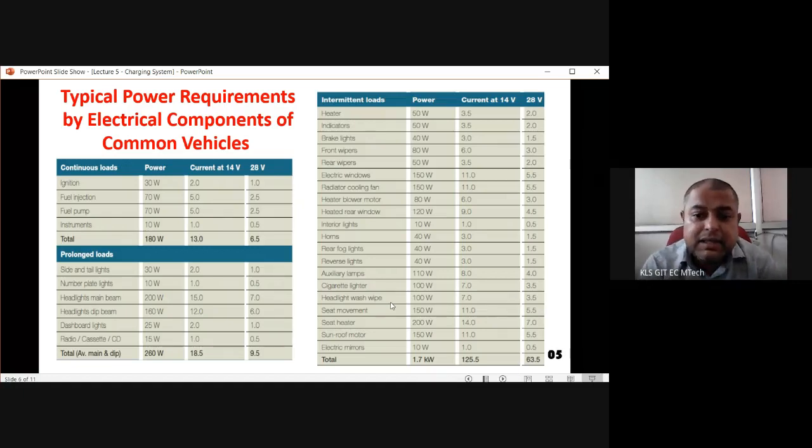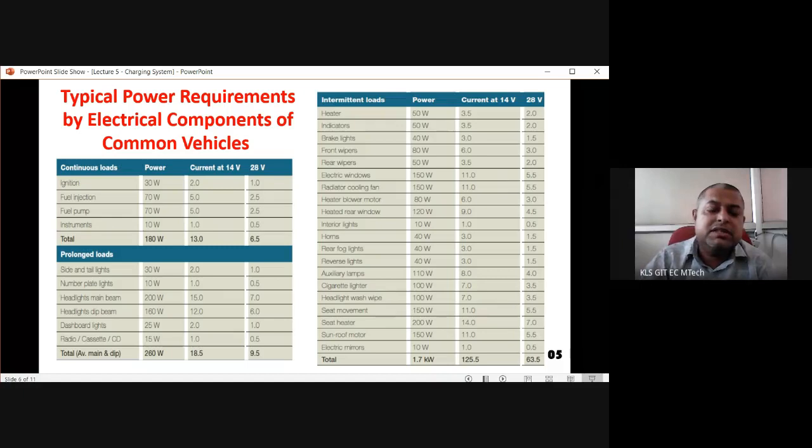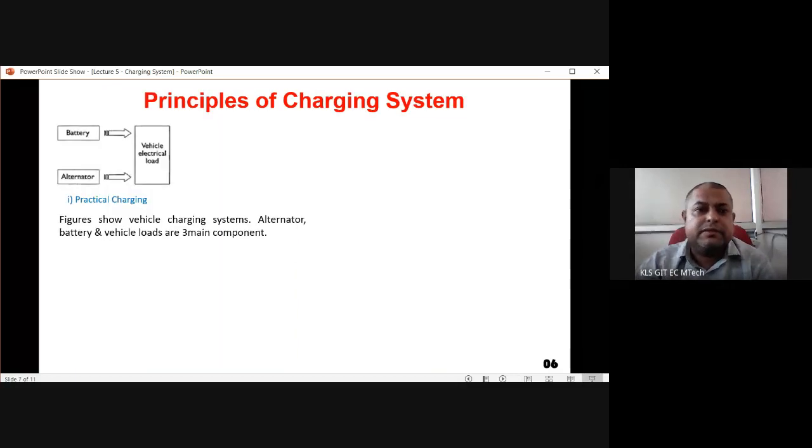So worst case, how much will be the power requirement? It will be 1.7 kilowatt plus 180 watt plus 260 watt, around 2.15 or 2.2 kilowatt will be the worst case scenario. These are the power requirements we talked about in the previous slide: continuous load, prolonged load, and intermittent load. You can just remember one or two heads in continuous, one or two in prolonged load, and one or two in intermittent load. You should be able to explain and read this chart. For any vehicle, this kind of chart is prepared and given to the user.